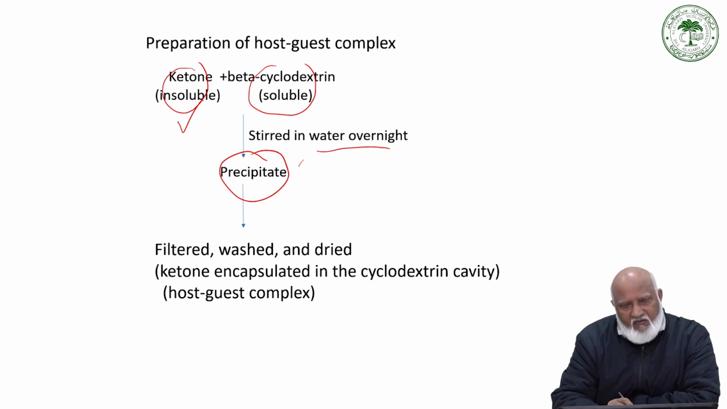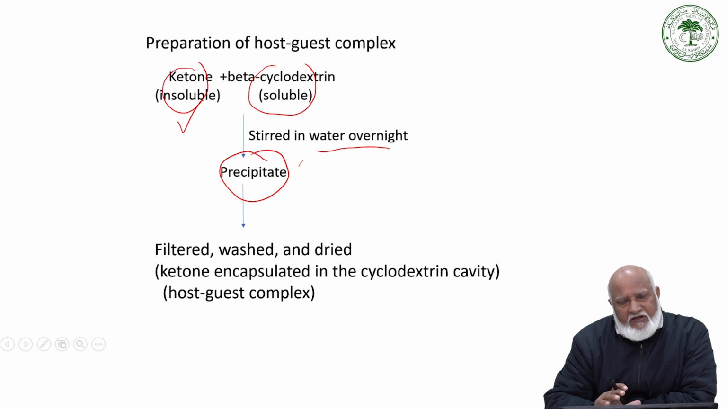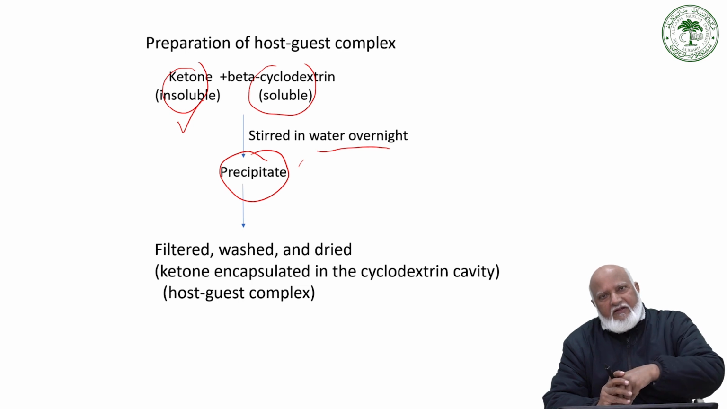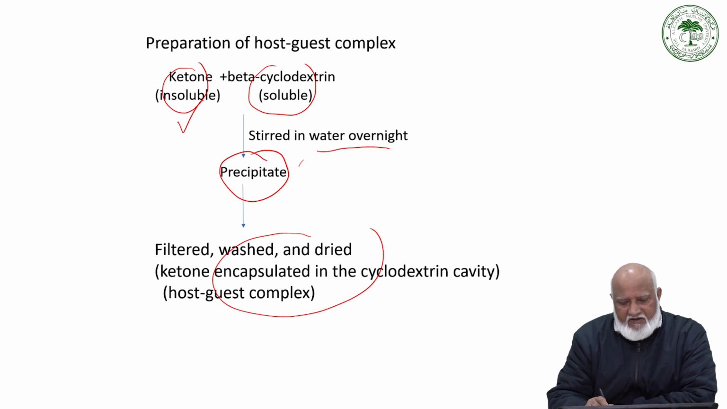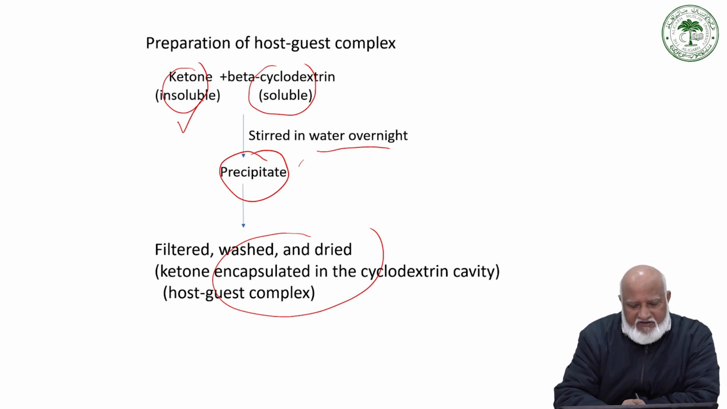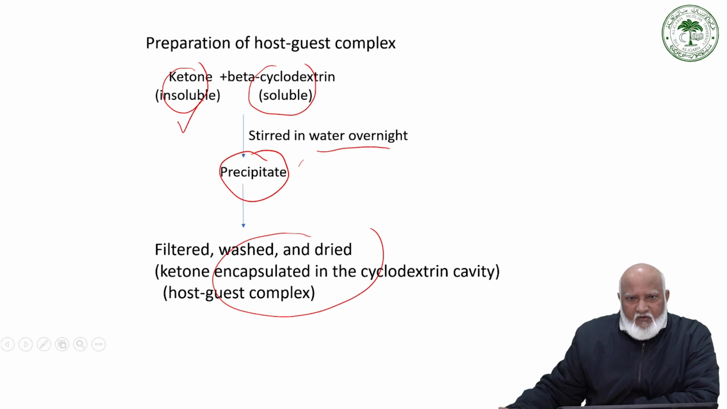washed with an organic solvent, so that any ketone sticking around the cyclodextrin cavity can wash out, and only the encapsulated ketone lying in the benzene ring remains. So this is dried, and now it is available. This is a ketone encapsulated in the cyclodextrin cavity, which is called the host-guest complex, and it is available for the photoreaction.